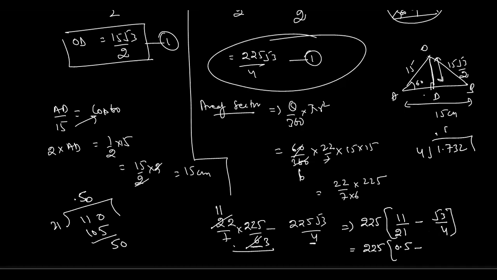17 is 4 sixes are 16, then 1 carry, and then 3 here, then 3 fours are 12. Then 1, and then 2, then 3. So actually the value is 0.43. When you subtract this, 0.4350, you will get a value equivalent to 225 into 0.07.